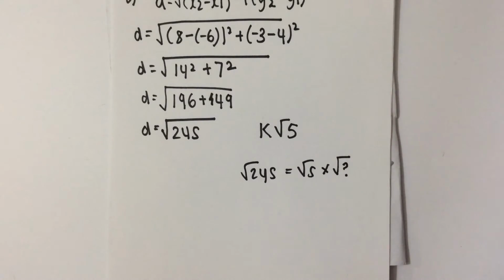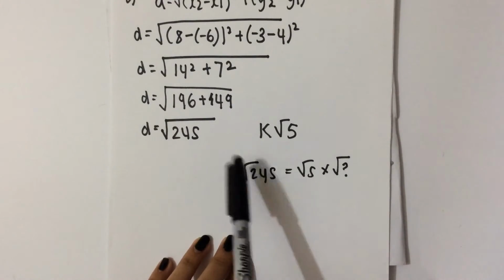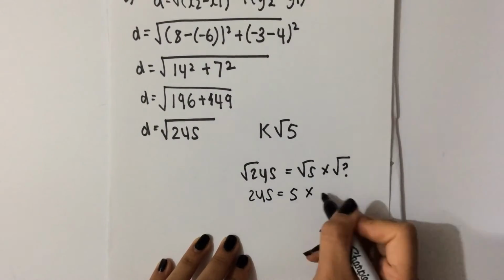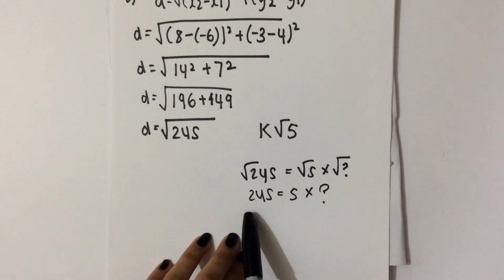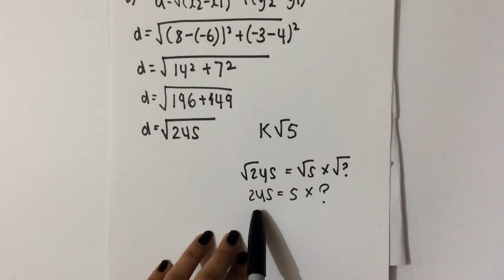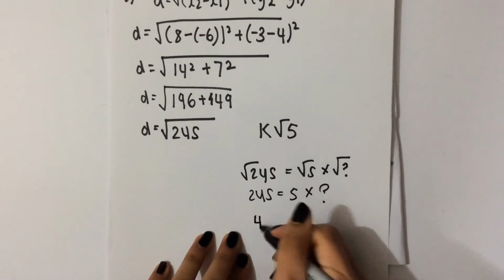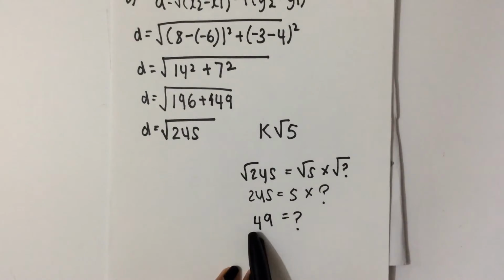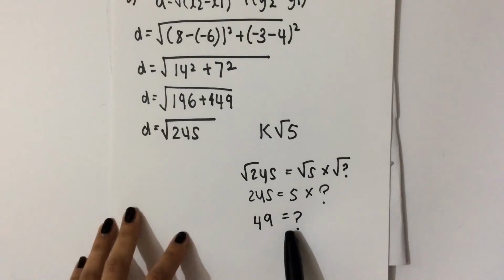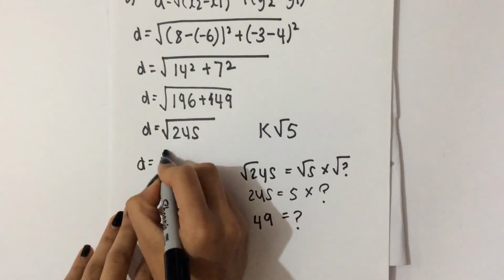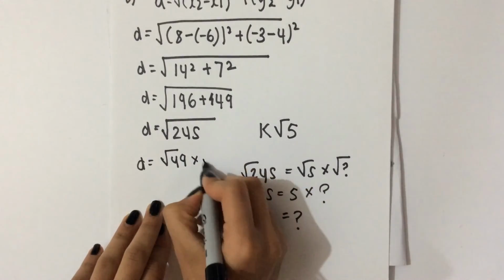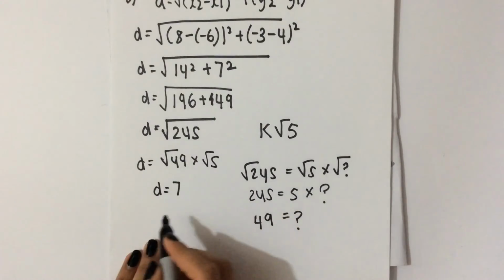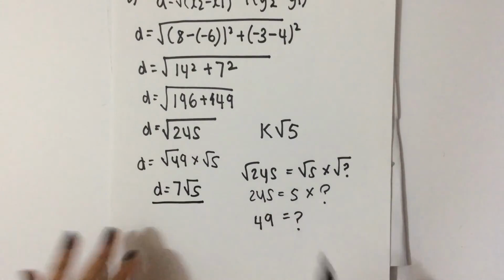So we can say 245 equals 5 multiplied by a number. 245 divided by 5 is 49, which is a square number. And that works because 49 is then a square number. So we know that we can break this up into root 49 multiplied by a root 5. The root 49 simplifies into 7, and that's multiplied by a root 5. And that's our final answer.